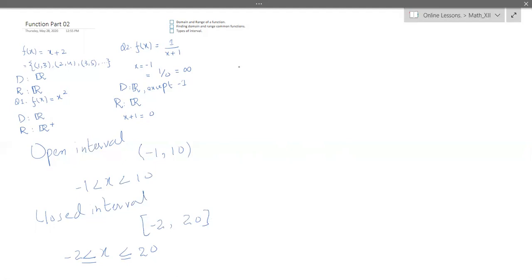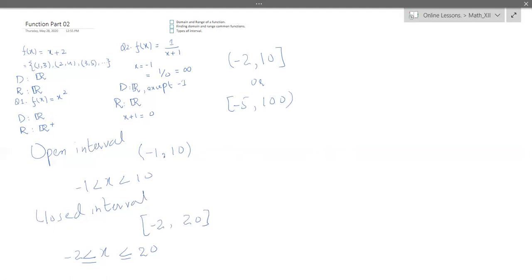The other type is the partially open and closed interval. We represent them with a parenthesis and a square bracket. They could be of this form, let's say -2 to 10, or they could be of this form, -5 to, let's say, 100. So these are the three different types of intervals.